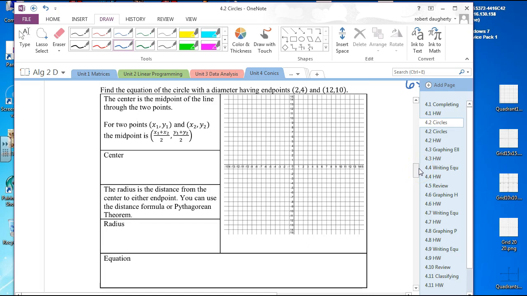Find the equation that has a diameter with endpoints of 2, 4, and 12, 10. So the point 2, 4 is right here. Okay. So that's 2, 4. And 12, 10 is right here. Okay. So these are the endpoints of the diameter of this circle.